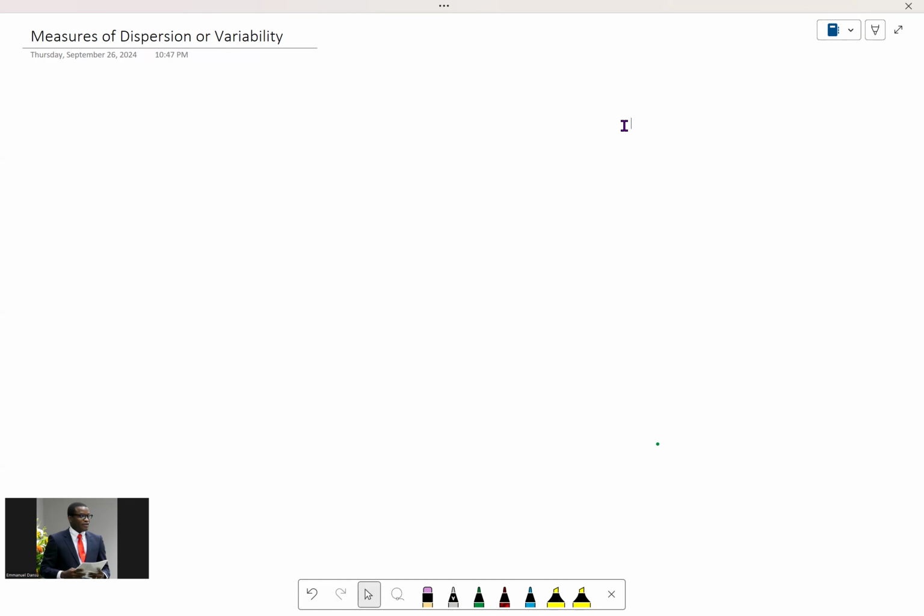In this video, we are talking about measures of dispersion or variability. In previous videos, we already talked about measures of central tendency like mean, median, and mode. Afterwards, we talked about measures of position like percentiles, deciles, and quartiles. So here, our focus shifts to measures of dispersion or variability like range, interquartile range, variance, and standard deviation.